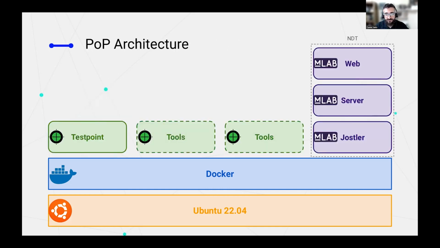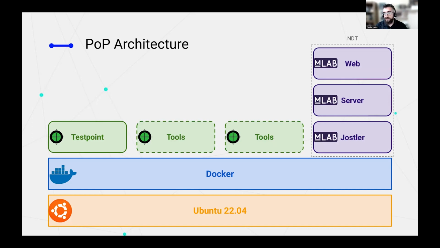And the POP is a little bit different. So we have a test point. The tools are also all containers. The tools are created on demand when running a test using the network measurement tester. And the NDT here has 3 different containers: the web interface, the server itself, where we can connect directly if you want to run a CLI test, and the jostler, which is responsible for sending the measured data to the data center of MLab.